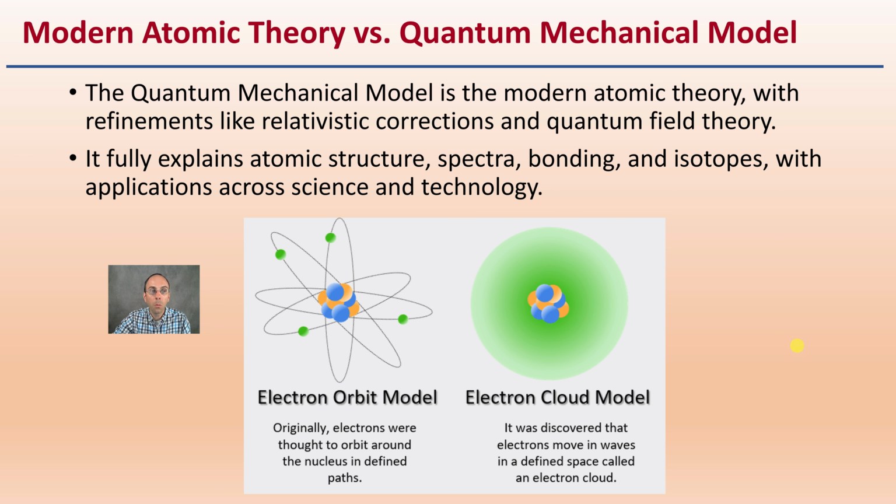In this modern atomic theory, the quantum mechanical model is the modern atomic theory, with refinements like corrections for the fields and really refining exactly how those orbitals and those shapes look. It does fully explain the atomic structure, the spectra, the bonding, and isotopes, with applications across science and technology as we look at refining and finding new materials and understanding how new materials might work. This has been a great way and an advancement. And who knows, we could refine it further even from here, but it's nice to see that progression of all those scientists' contributions to develop what we determine the modern atomic theory.